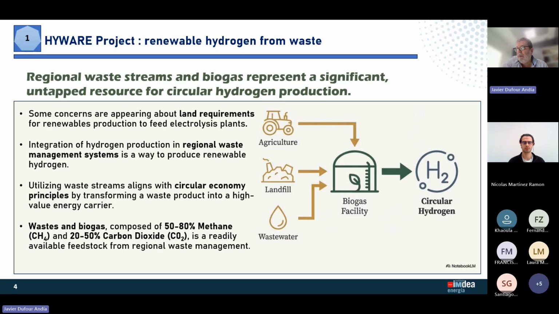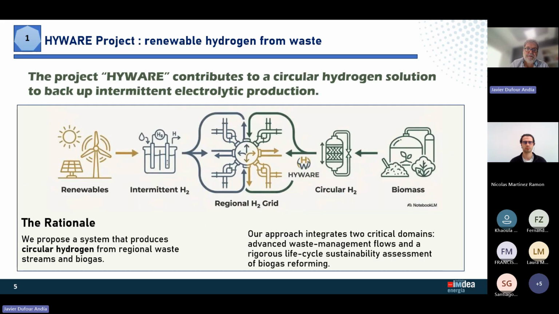So when we talk about wastes, we have direct waste that we can gasify, as Nicolas will explain later, or we can also take advantage of biogas. And you know, biogas is a mixture of methane and carbon dioxide, and then it can be used to produce hydrogen through dry reforming or through steam reforming.